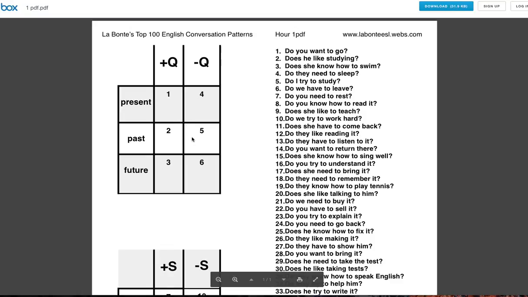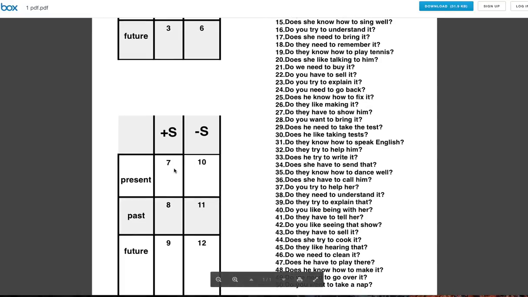Don't you want to go? Didn't you want to go? Won't you want to go? Then they go down here to number 7, 8, 9, 10, 11, 12. This is the sentence. You want to go. You wanted to go. You will want to go.